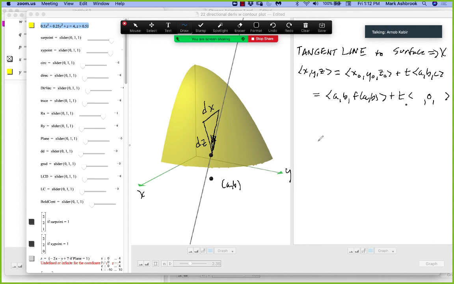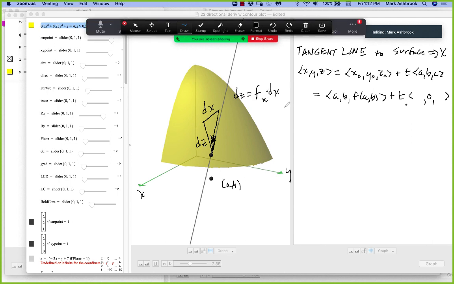That's the partial derivative, right? And so we know about the partial derivative. We can choose any change in x that we pick. For any change in x that we pick, the change in z is the partial in x times the change in x that we picked.